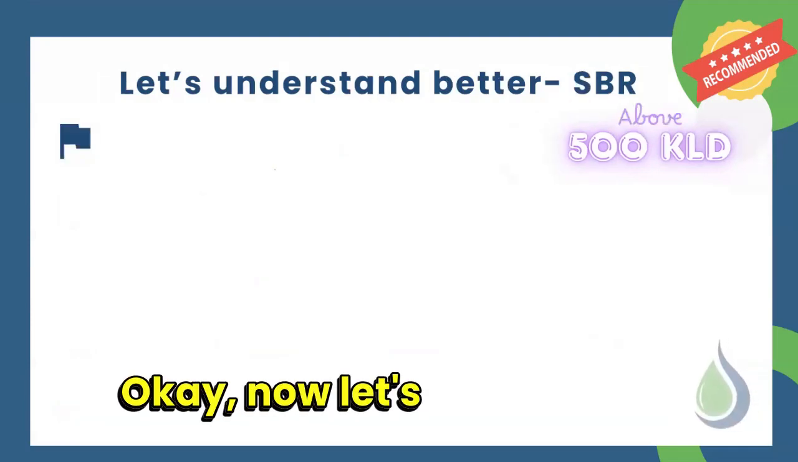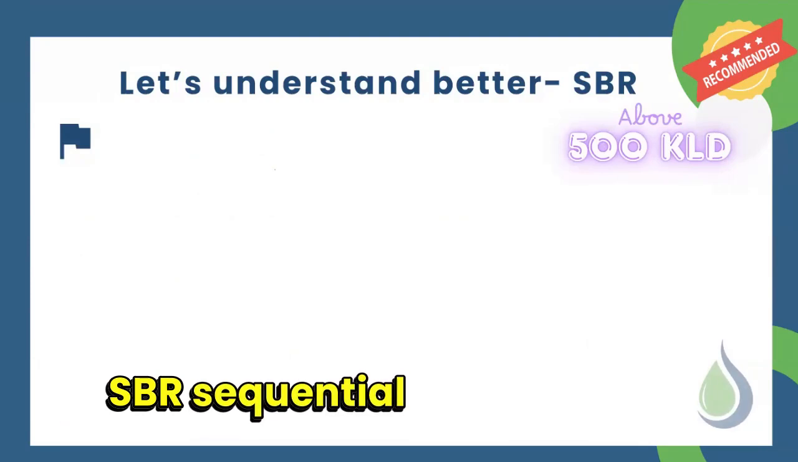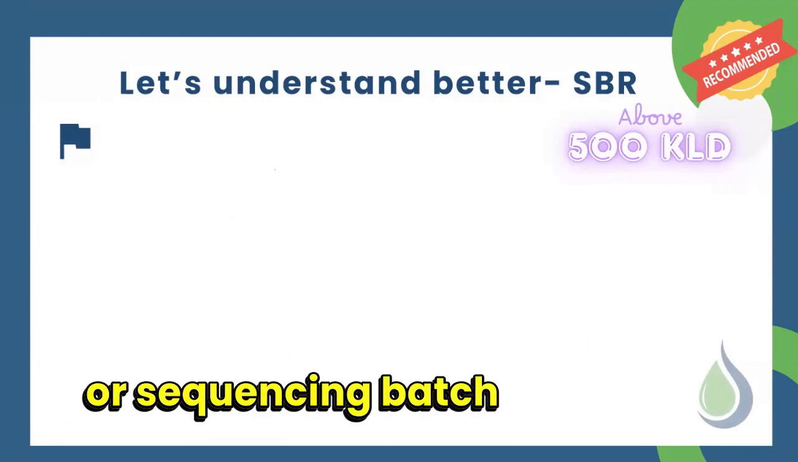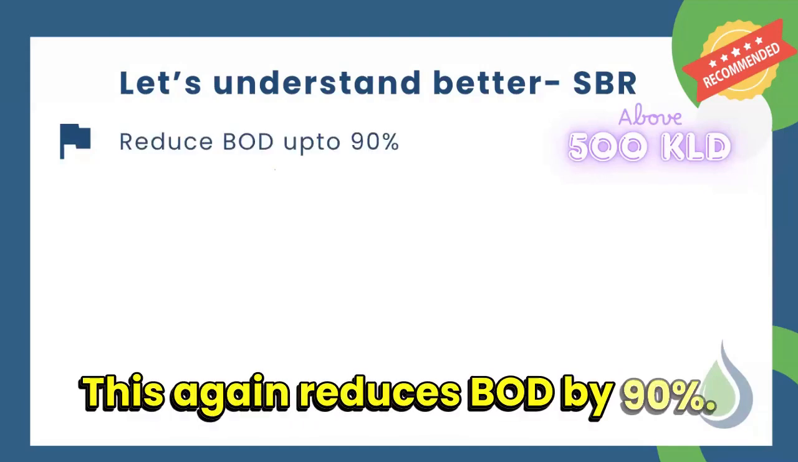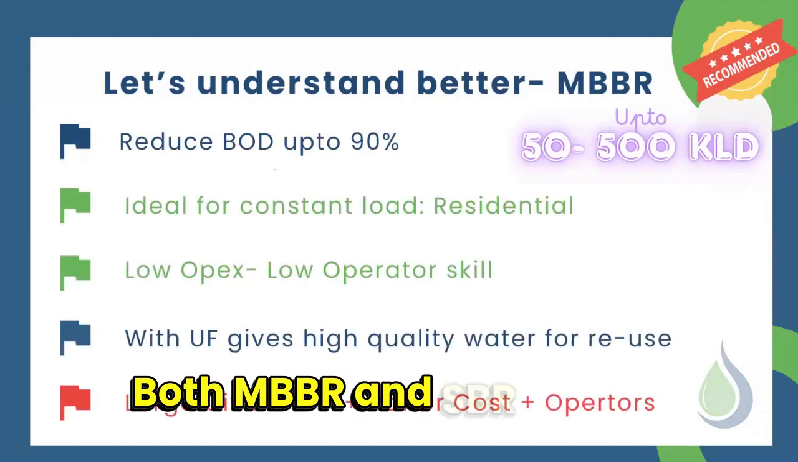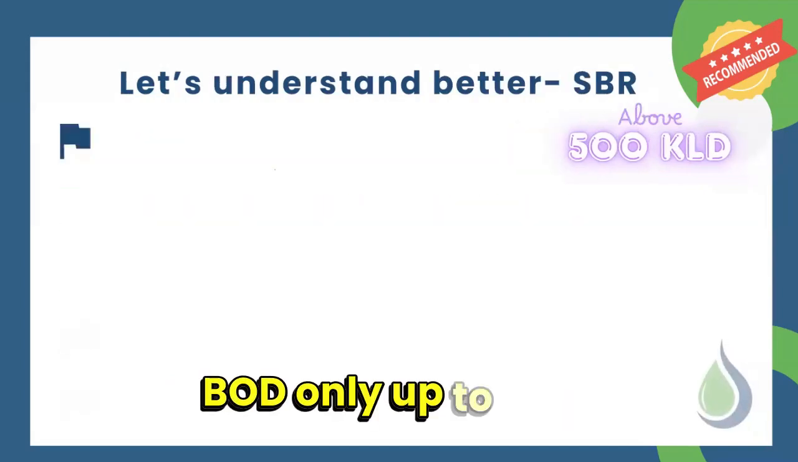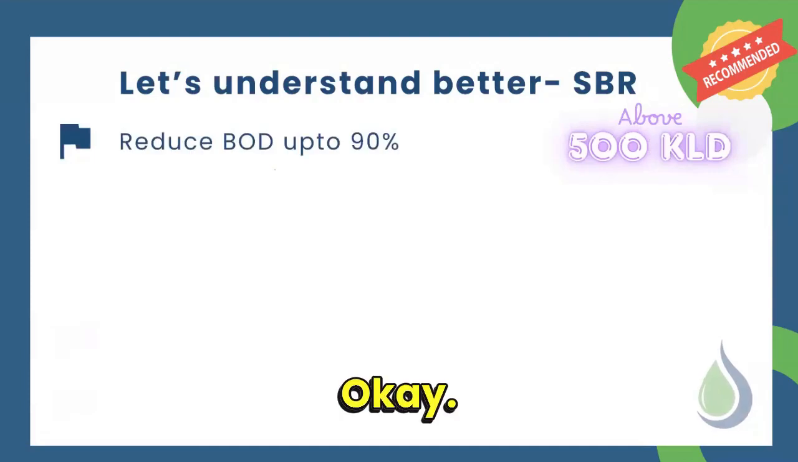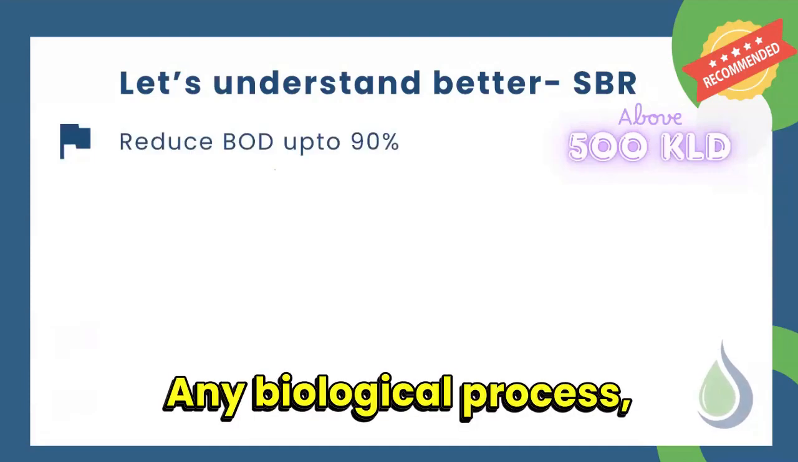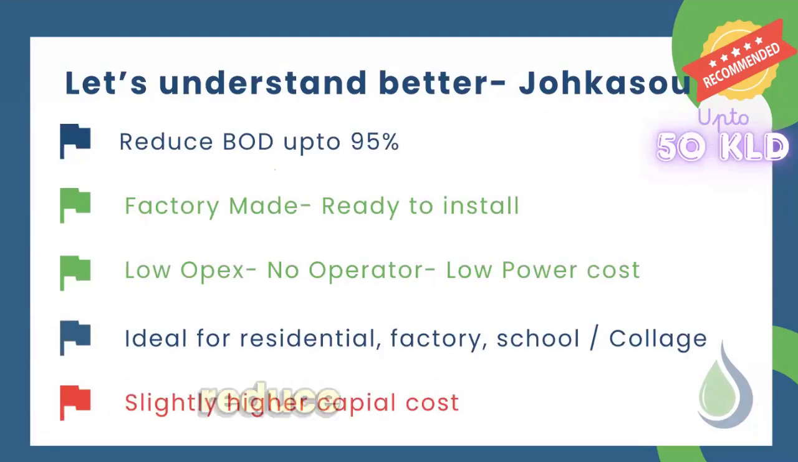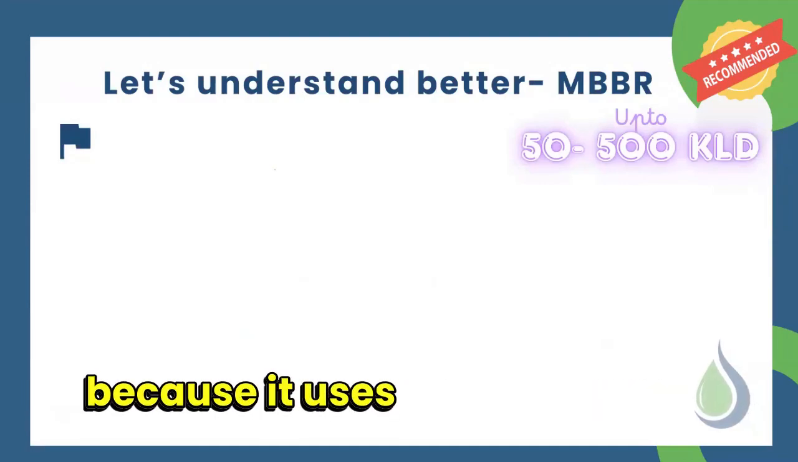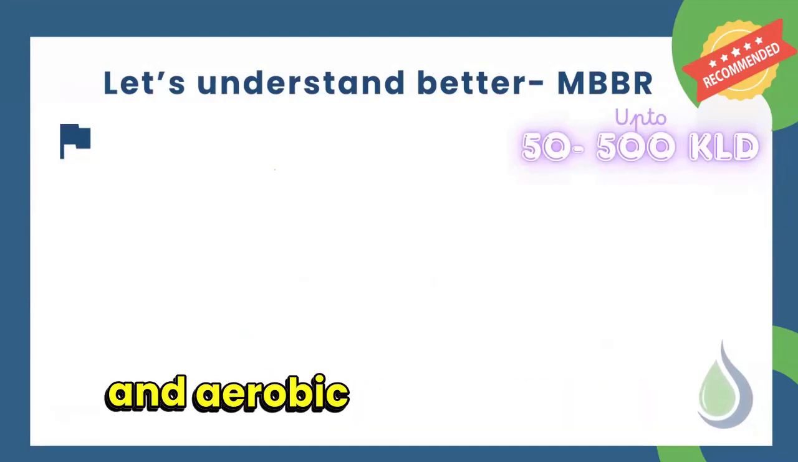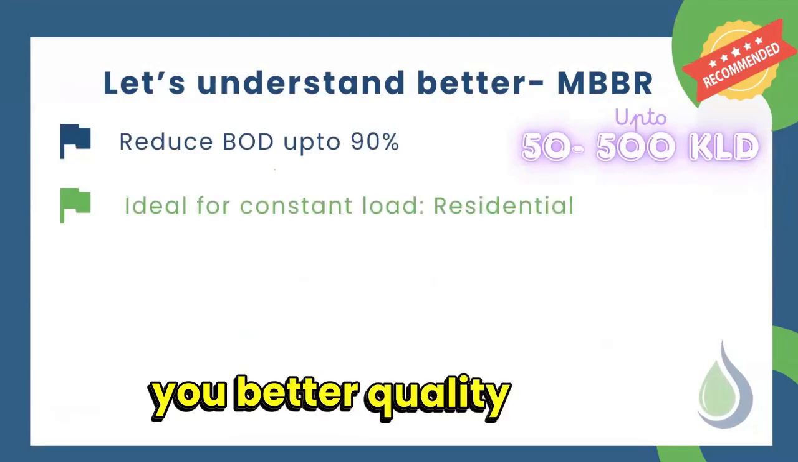Okay, now let's understand SBR, sequential batch reactor or sequencing batch reactor, as some people would call it. This again reduces BOD by 90%. Both MBBR and SBR reduce BOD only up to 90%. Any biological process with the exception of Jokasu reduces only by 90%. Please understand, Jokasu, because it uses both anaerobic and aerobic processes, gives you better quality water.